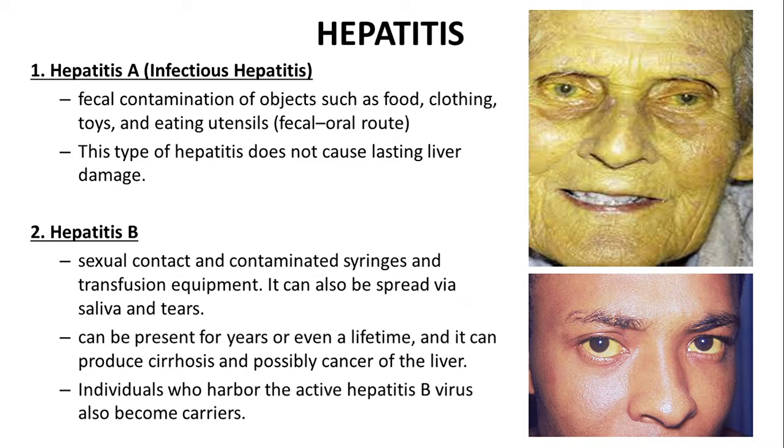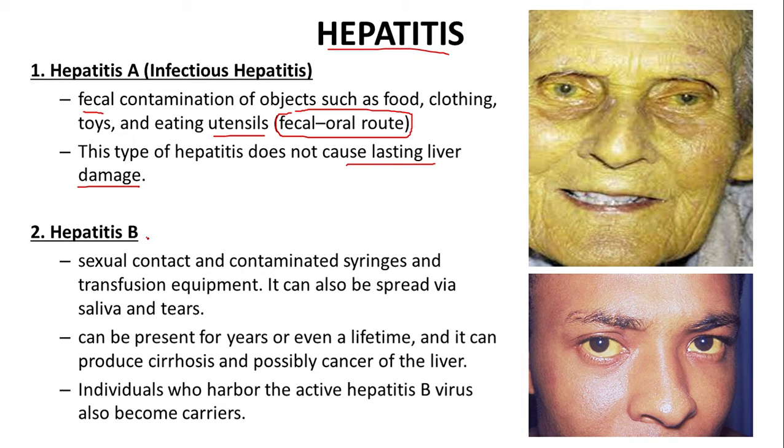So here is hepatitis. What is hepatitis? This is inflammation of your liver. Hepatitis can be viral. So there are different types of hepatitis. You have your Hepa A, which is infectious hepatitis, usually due to fecal contamination. So your route is fecal oral route. So kung hindi makipag-wash ang hands, for example, pwede makontaminate ang food, clothing, toys, and even your utensils. Okay, but this type of hepatitis does not cause lasting liver damage. So it can be reversed. And mostly all forms of hepatitis have a vaccine already.